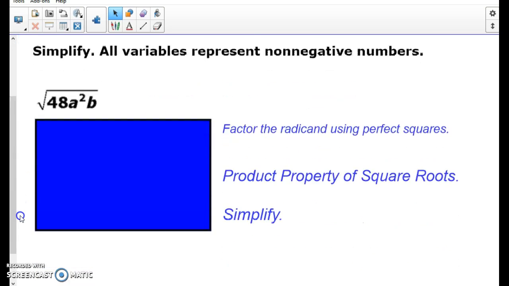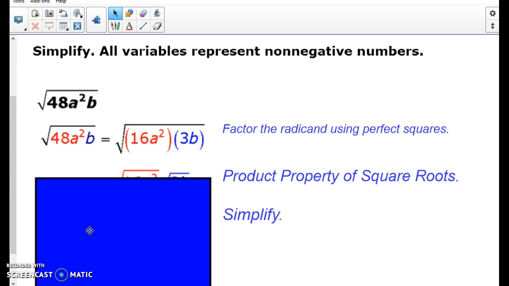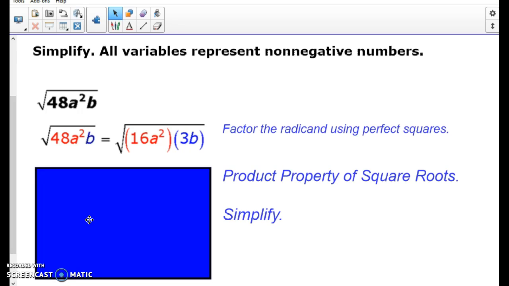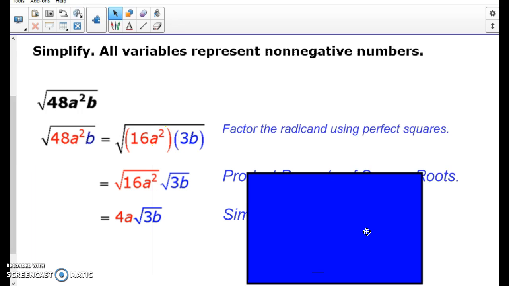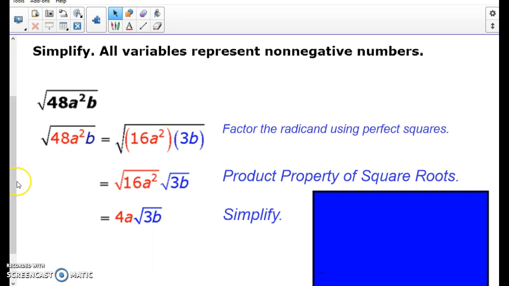Here's one with both numbers and variables there. So I have 48, which I'm going to split up as 16 and 3. Again, if you split it up differently, like 12 and 4, that's fine. You'll still get the same answer. It'll just take you a little bit longer to get there. So 48 gets broken up into 16 and 3. And I know the square root of 16 is 4. And I have a pair of a's that can leave. So that's why there's a 4a on the outside. And the 3b gets left in the middle then.